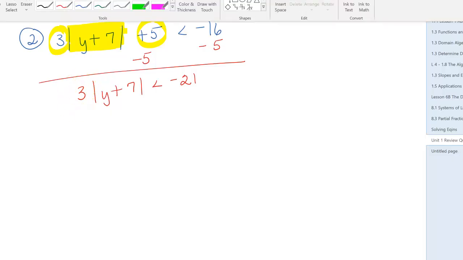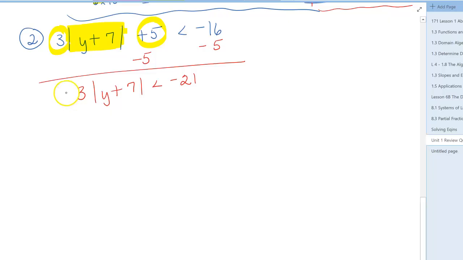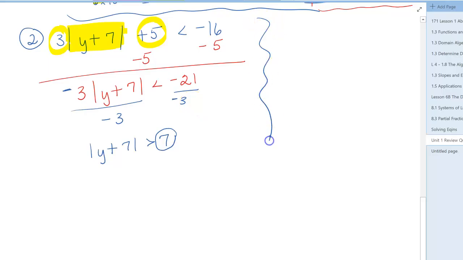The reason is because if this had been a negative 3, just pretend with me for a moment, and we divide both sides by negative 3, that would leave me with the absolute value of y plus 7. Remember, I've got to flip this, is greater than 7. And so you see, once I got that isolated, this number is no longer negative, so I could move on. However, that's not what we were faced with. What we were faced with, remember, was that 3 was positive.